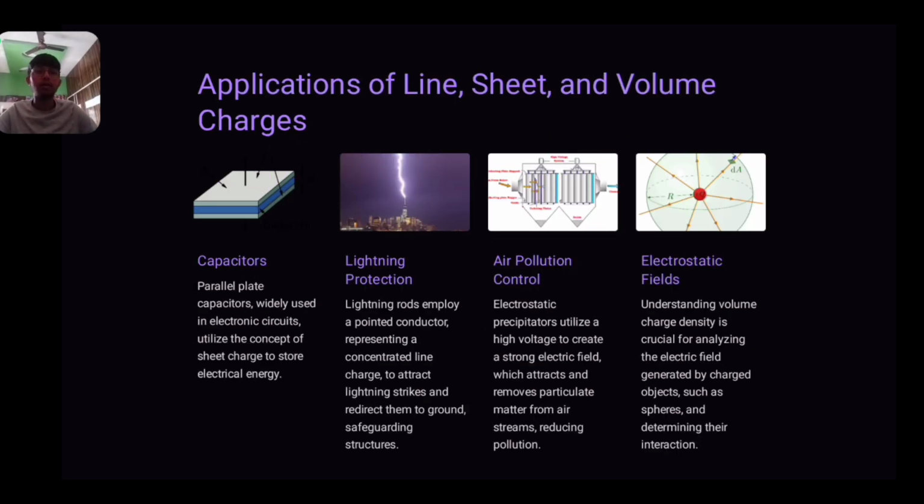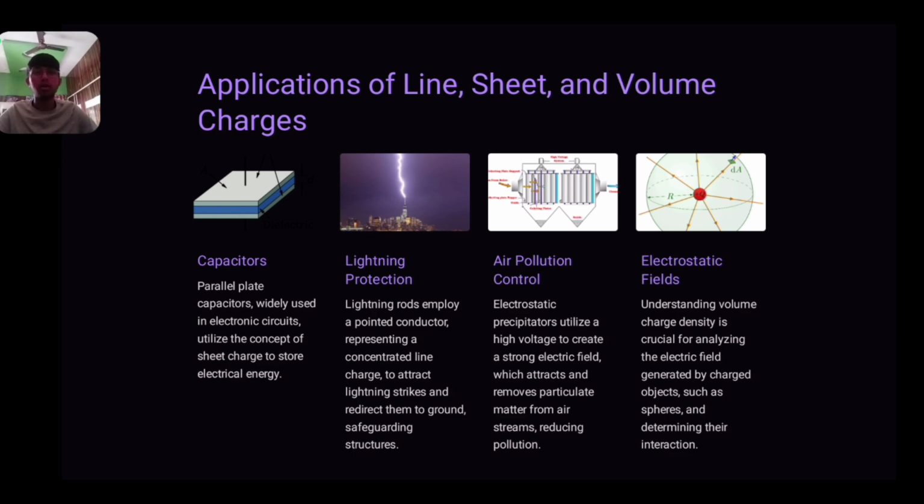Then applications of line, sheet and volume charges. There are so many applications. We can take a few examples like capacitors, lightning protection, air pollution control and electrostatic fields. First, capacitor: parallel plate capacitors widely used in electronic circuits utilize the concept of the sheet charge to store electric energy. Lightning protection: lightning rods employ a pointed conductor representing a concentrated line charge to attract lightning strikes and redirect them to ground, safeguarding structures.